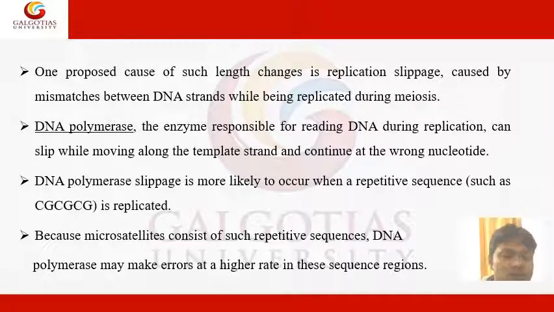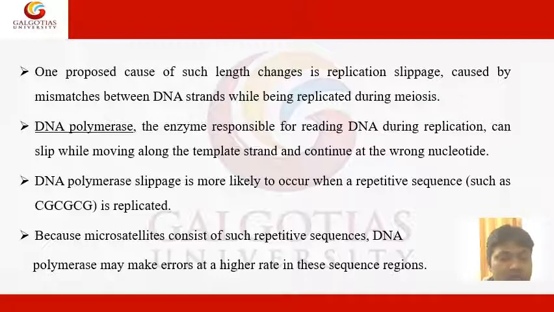One proposed cause of such length changes is replication slippage, which is caused by a mismatch between the DNA strands while being replicated during meiosis. DNA polymerase, the enzyme responsible for reading DNA during replication, can slip while moving along the template strand and continue at the wrong nucleotide. DNA polymerase slippage is more likely to occur when there is a repeated sequence.